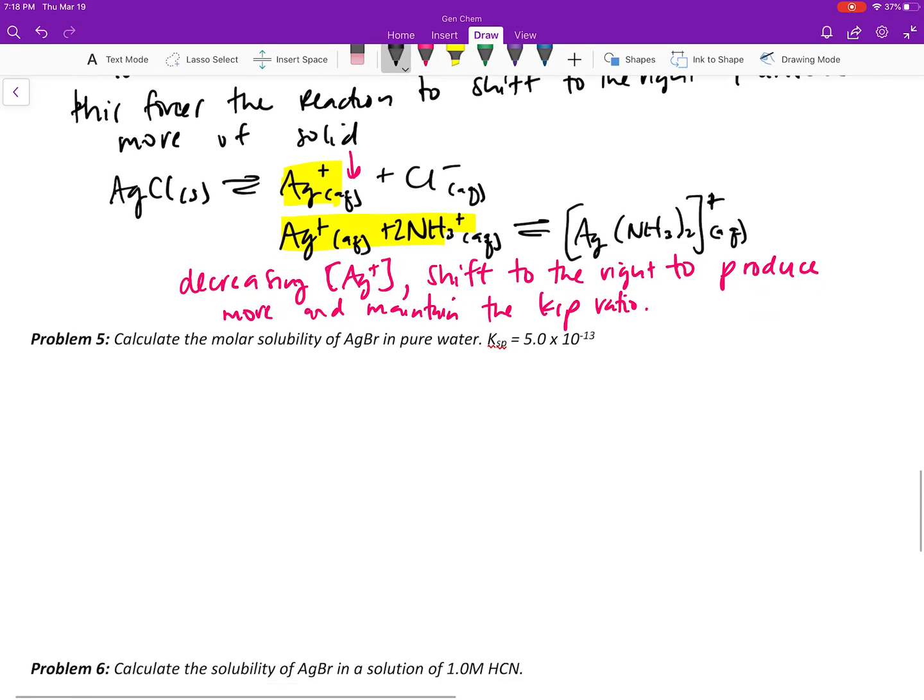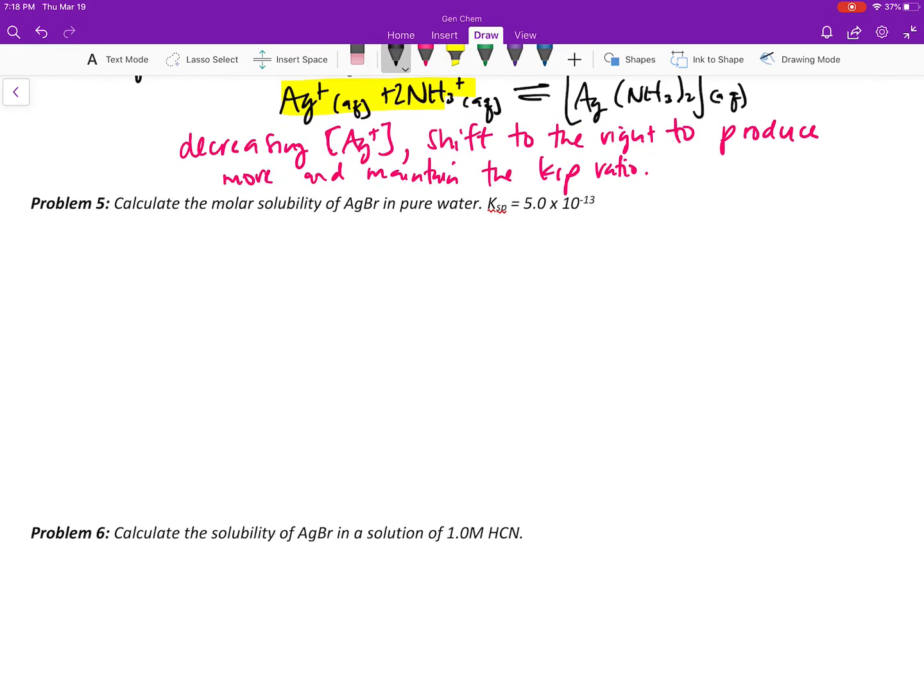So now we're going to take a break and we're going to do 2 examples where we see how this affects silver bromide specifically. So this will be the first video. You'll have 1 more video for lesson 25 and then you should be done.